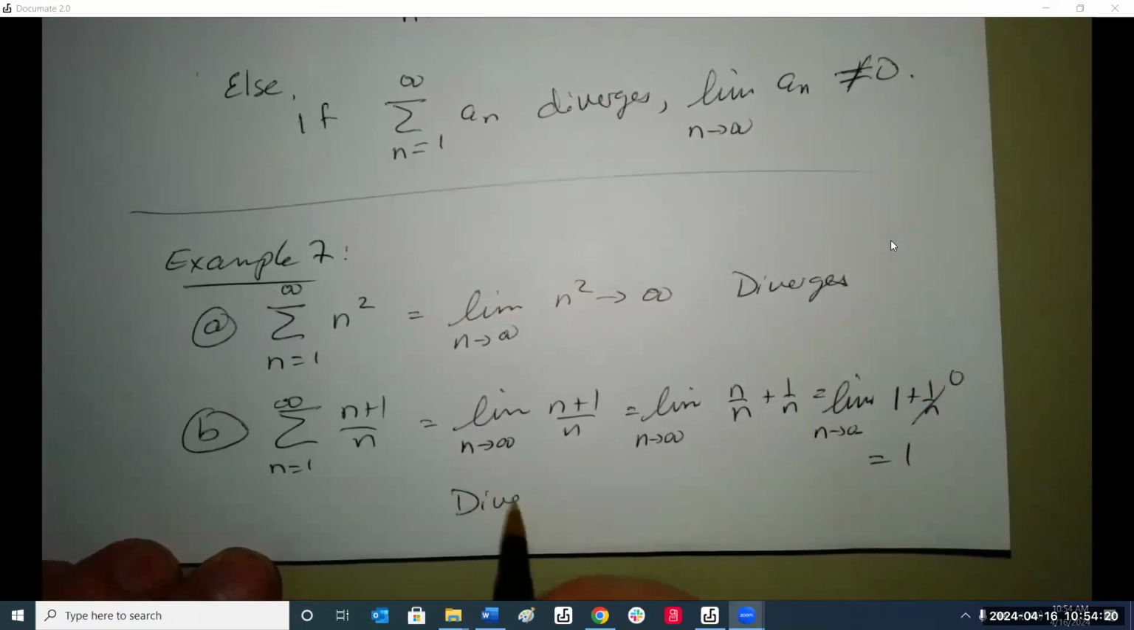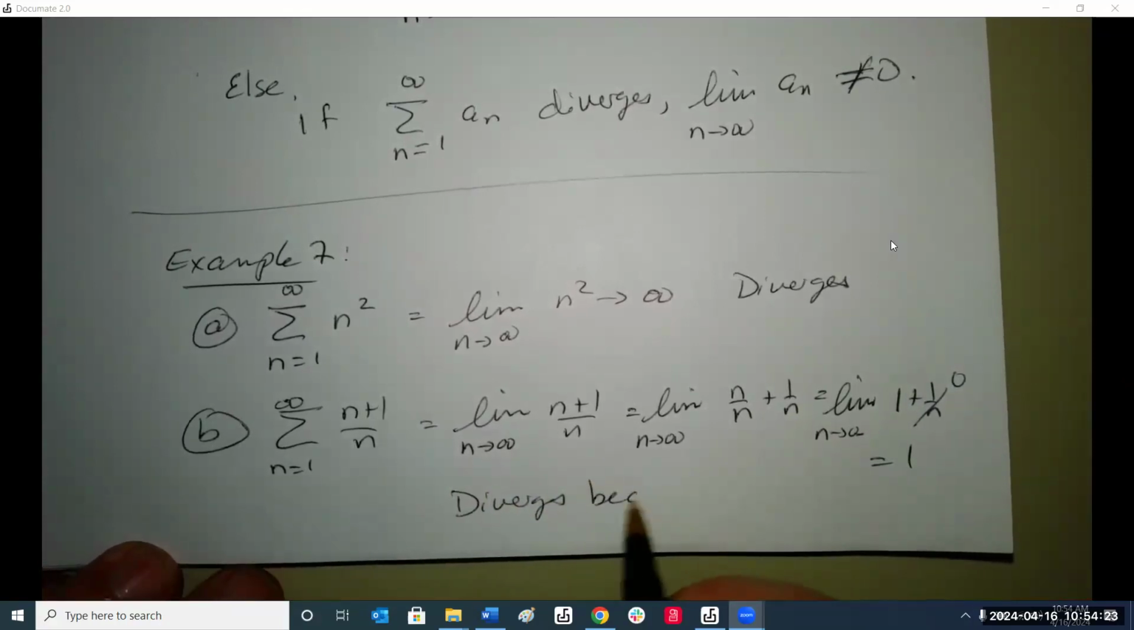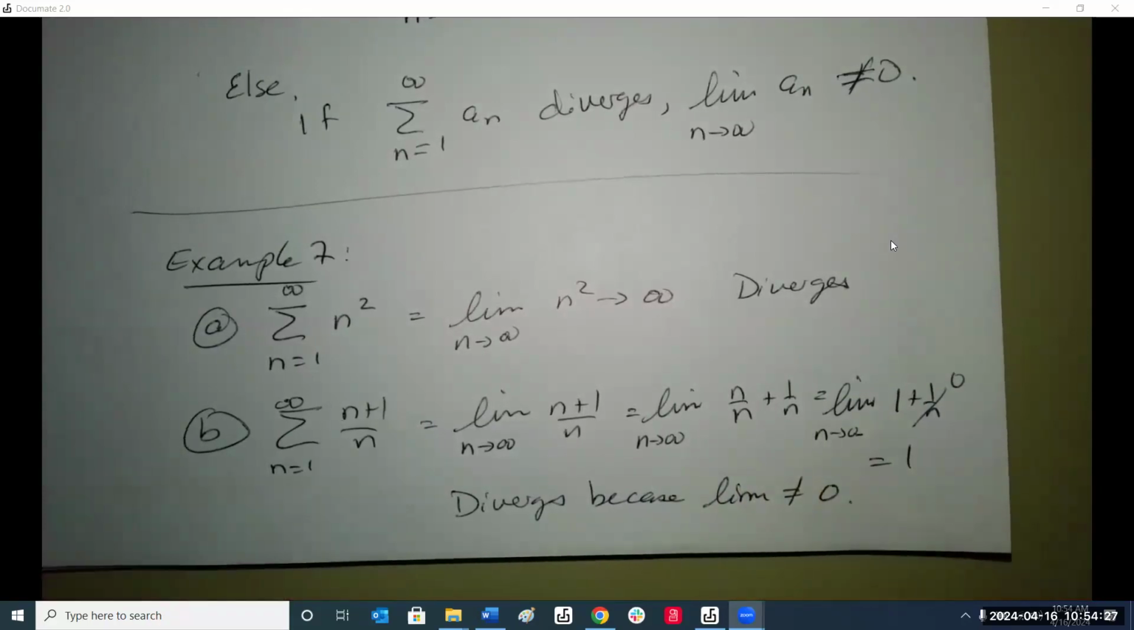So it diverges because the limit does not equal 0.